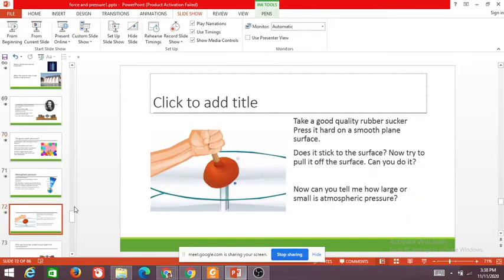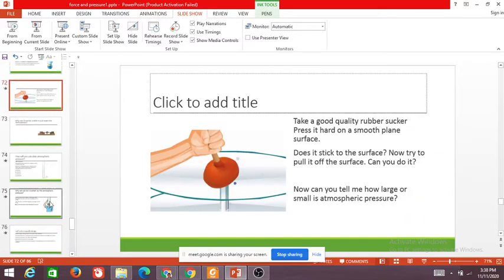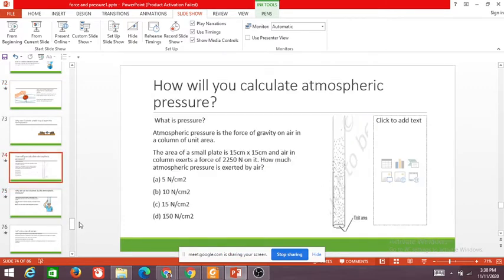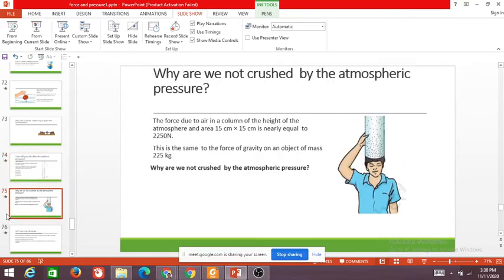All this we have seen, I think. So atmospheric pressure is nothing but the pressure exerted by the atmosphere. Similarly, as we calculate pressure as force divided by area, we can calculate atmospheric pressure also.